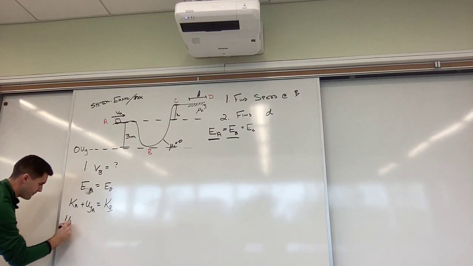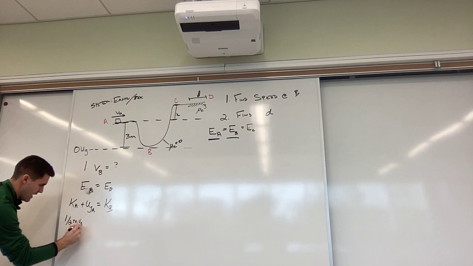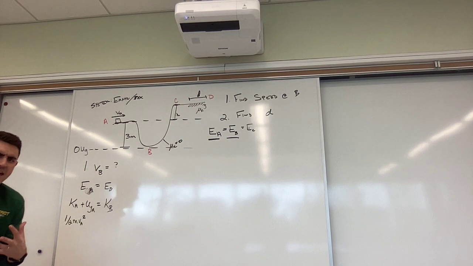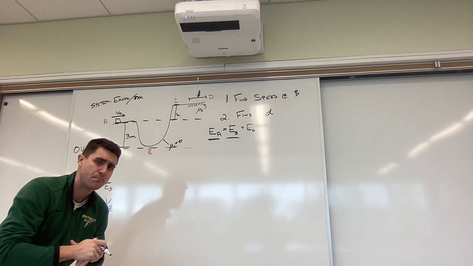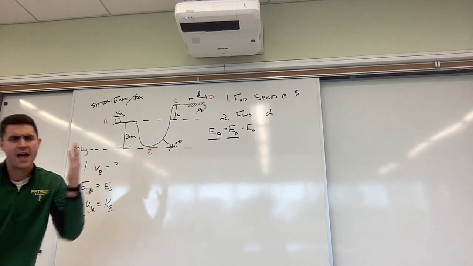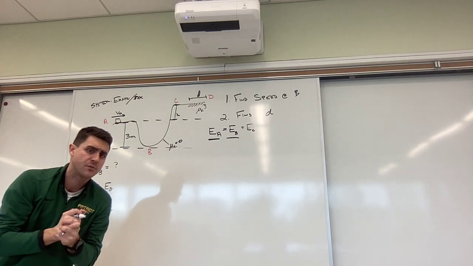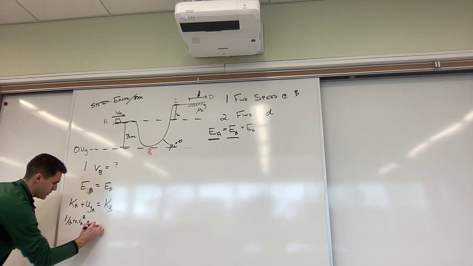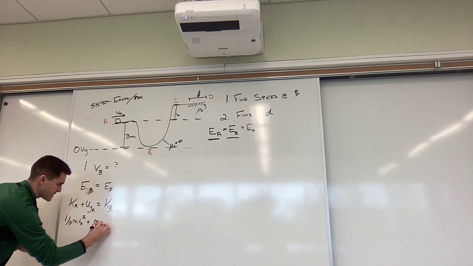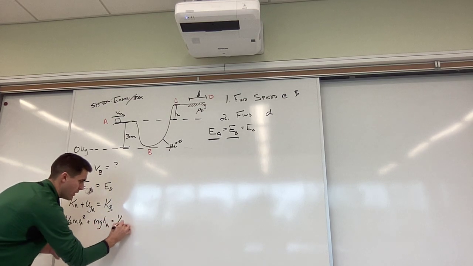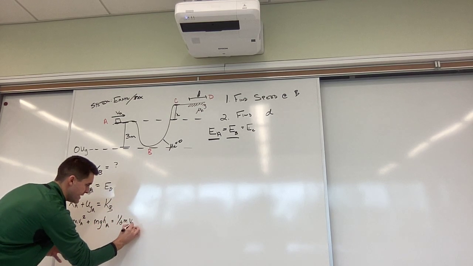So I got 1/2 m v_A squared. And notice, it's important that I say speed at A, because there is a speed at B, and they are different values. If I just call it V, I might accidentally algebraically drop something out that does not drop out. So we don't want to do that. Plus UGA, which is going to be mass times g times the height at A, and that's going to equal 1/2 m velocity at B squared, and this is what I'm solving for.